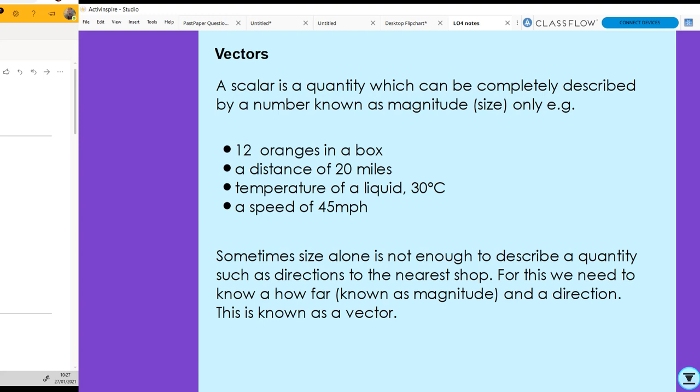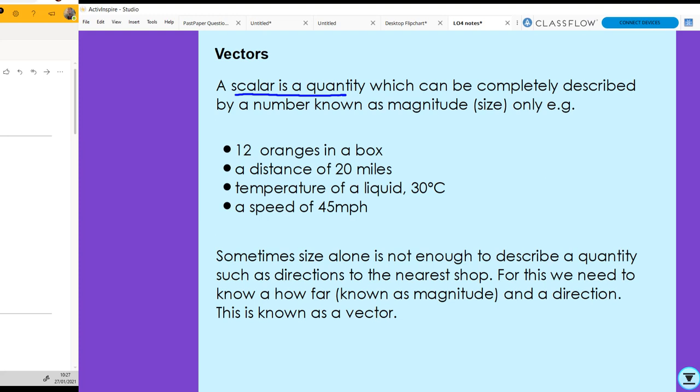Noting generally in assessments you are asked to write a sentence to describe what a scalar is and give an example. So make sure you say a scalar is a quantity which is described by only a number known as magnitude. But mix up the sentence, make it interesting for me to mark. Magnitude is all that's needed to completely describe a scalar quantity. So you can think of different ways to write that sentence. And then give me an example.